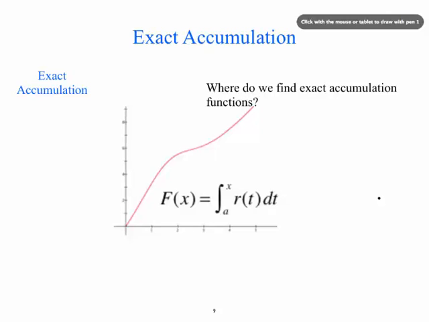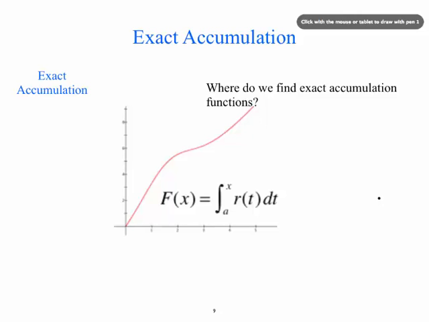Okay. So, exact accumulation functions. Where do we find them? Where do they come from in the first place? Exact accumulation functions. So if we're saying accumulation function, what's another way to say that? What are we saying when we say accumulation? Okay. What's that? Accumulation is how fast it's changing?